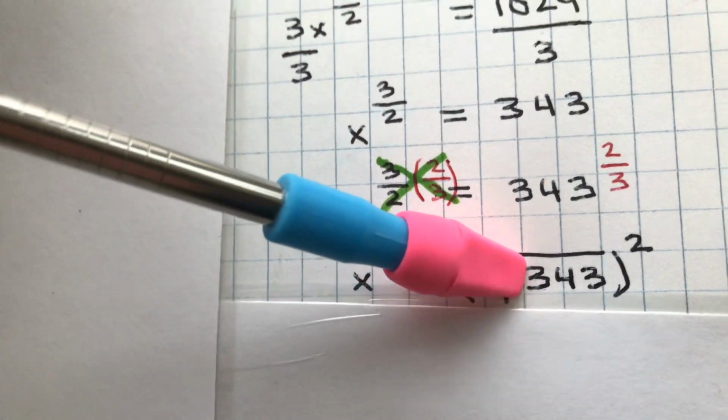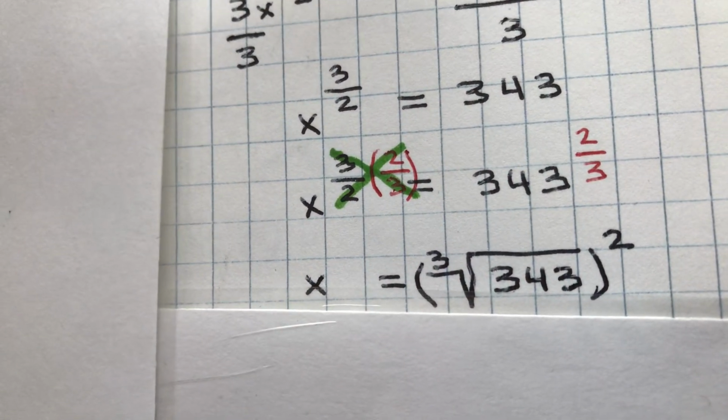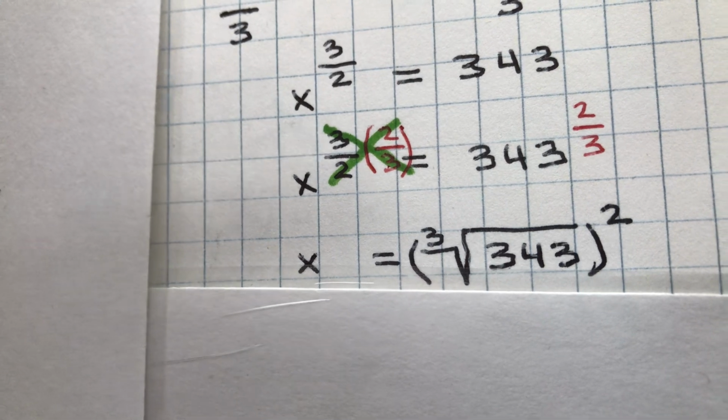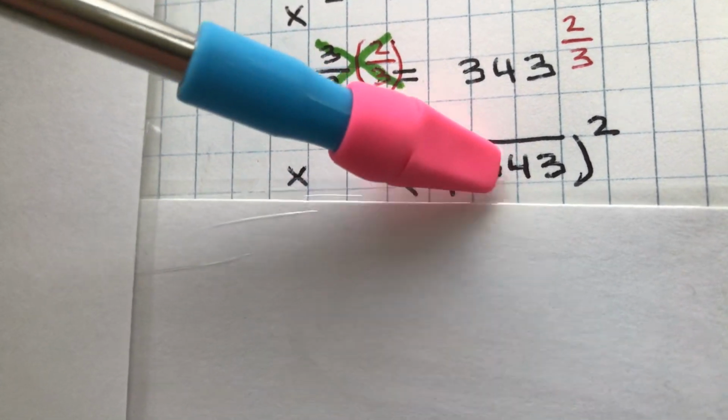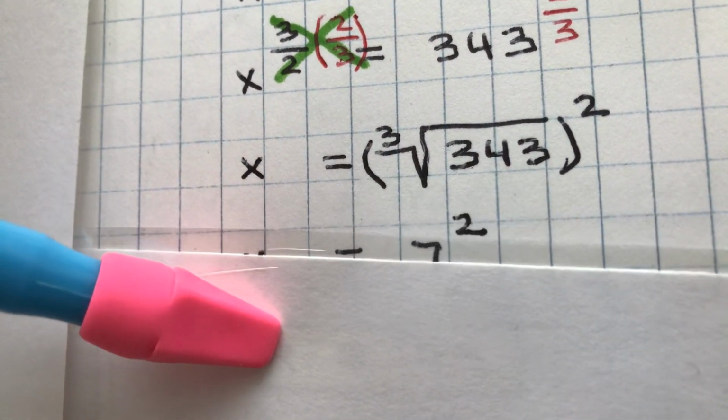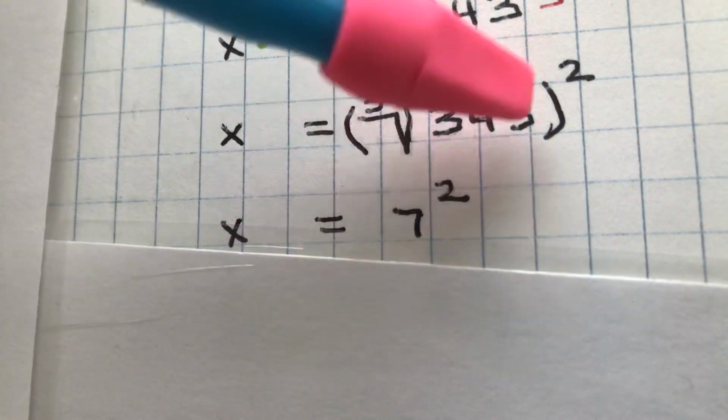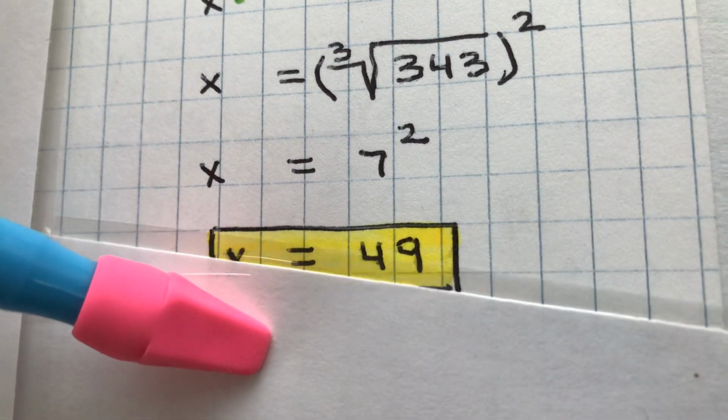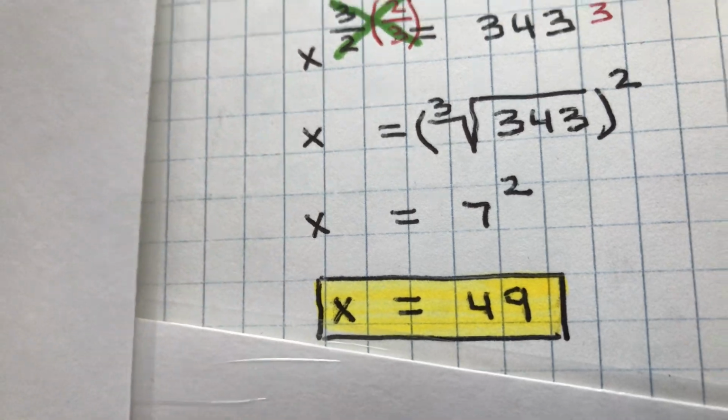Cube root of 343. I sent you all a little chart via email, so you can look that up. Cube root of 343 is 7. 7 squared is 49. And that's how you solve this equation.